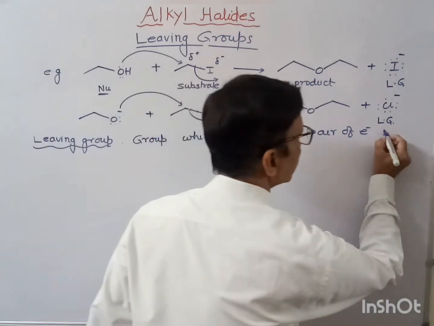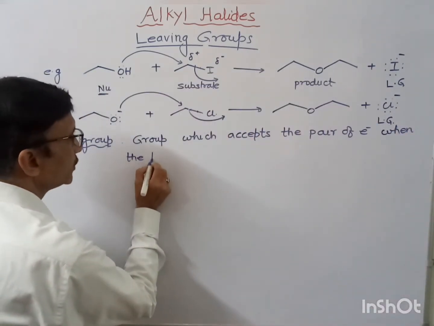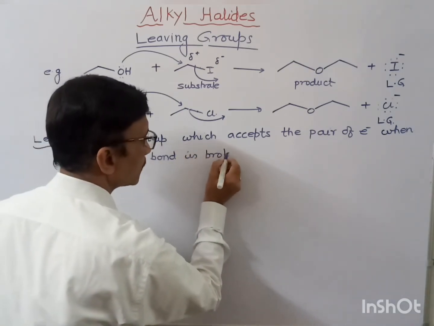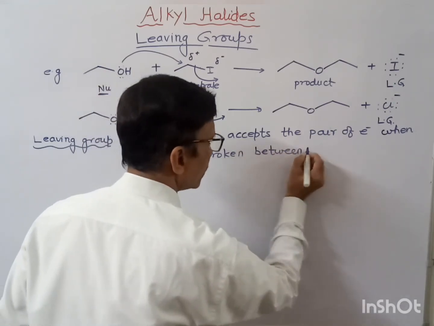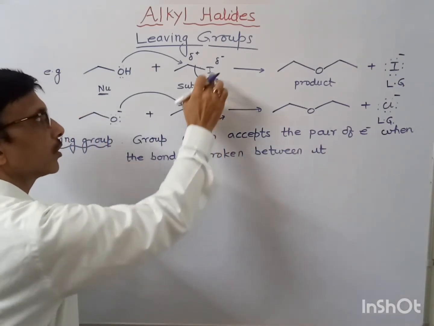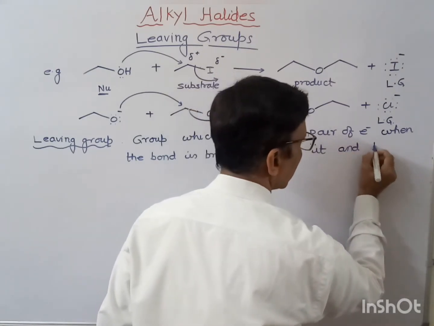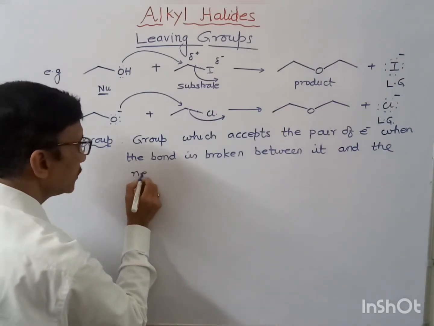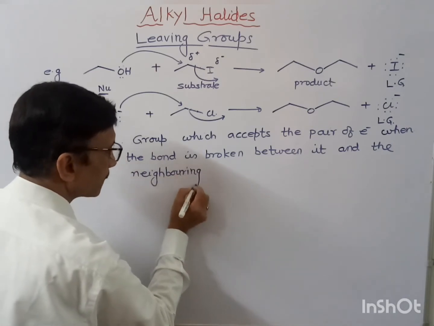So when the bond is broken between either the chlorine or the iodine and the neighboring atom, the leaving group is generated. The neighboring atom here is the carbon atom attached to the chlorine.